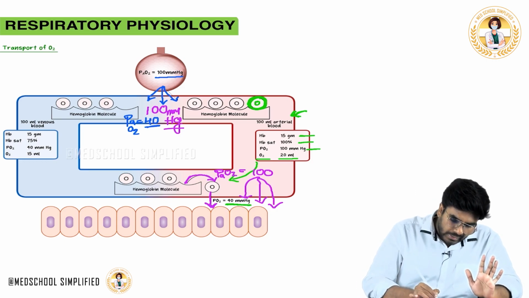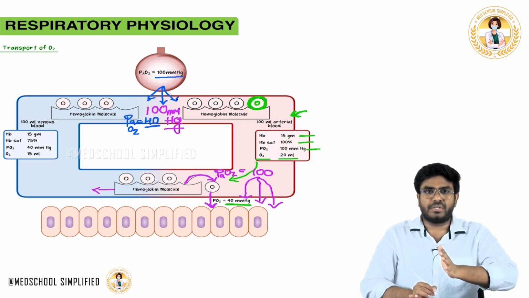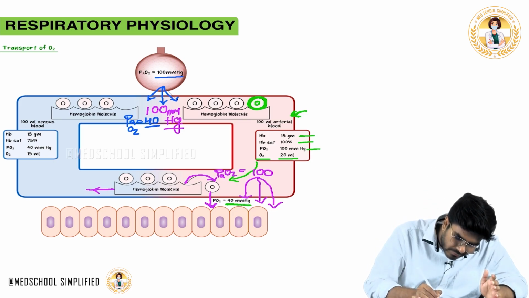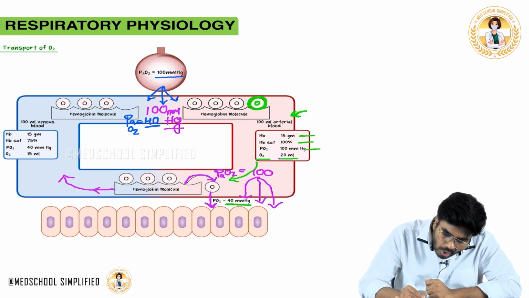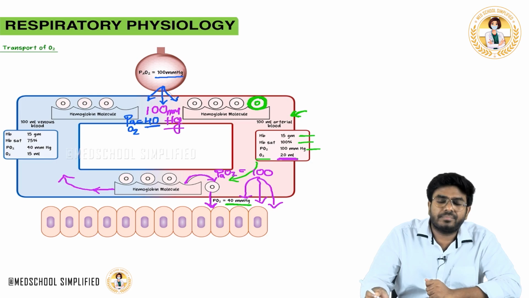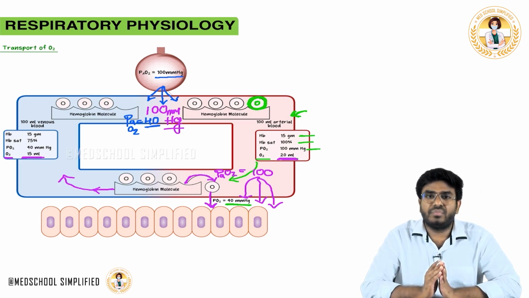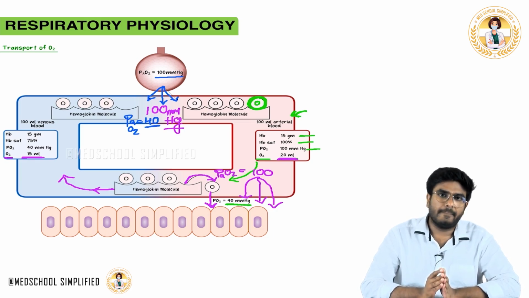Now again hemoglobin becomes 75% saturated. Oxygen is now getting delivered to the tissues. So now the blood is becoming venous blood. Now my question to you, how much oxygen has gone to the tissues? 20 ml of oxygen. Now in the venous blood, if you check, oxygen content will be 15 ml. 15 ml of oxygen is present in 1 deciliter of venous blood. 20 ml of oxygen is present in 1 deciliter of arterial blood.